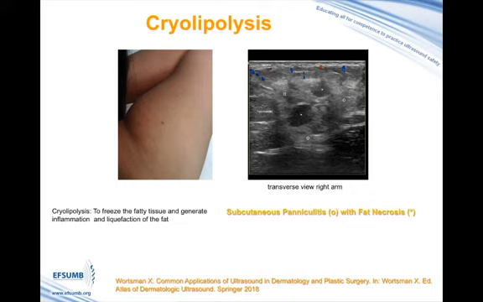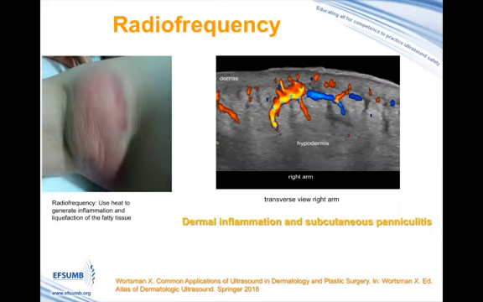Another lipolytic procedure is radiofrequency. The principle of radiofrequency is to use heat to generate inflammation and liquefaction of the fatty tissue. In the color Doppler ultrasound image on your right, you can notice the decreased echogenicity of the dermis and increased echogenicity of the subcutaneous tissue, besides the hypervascularity of the dermis and subcutaneous tissue due to the inflammation.